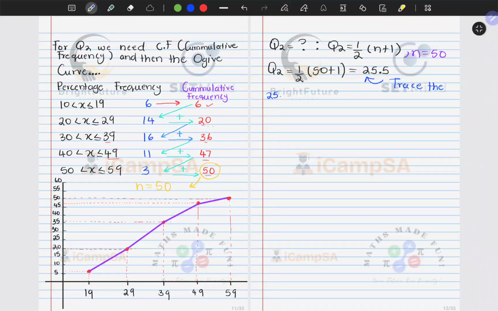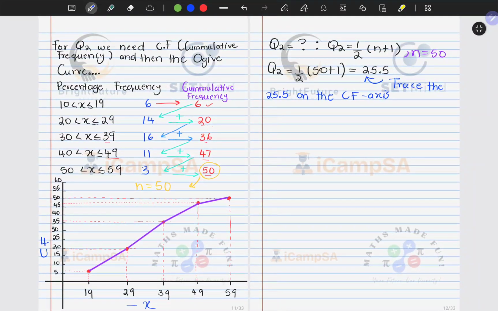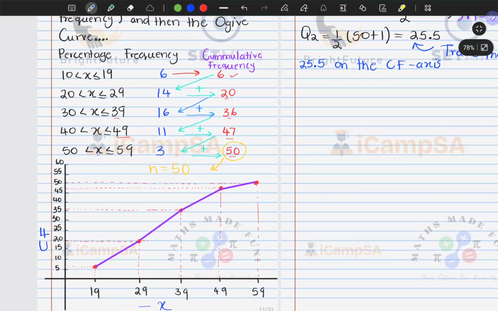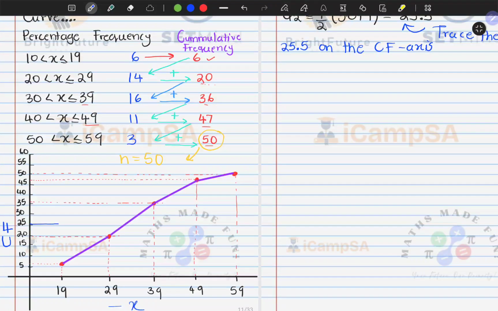Okay. So what we are going to do now is to trace the 25.5 on the CF axis. So remember that the vertical axis is CF, cumulative frequency, and then this one we have X on the horizontal one. So now I need to go and look for 25.5. So that is very close to 25. So it's something that is like this. Let's see if we can get a straight line. So it's very close to 25. And then we go down.